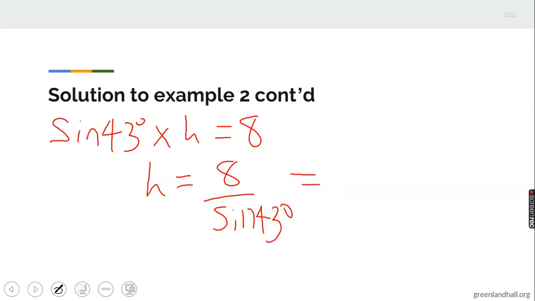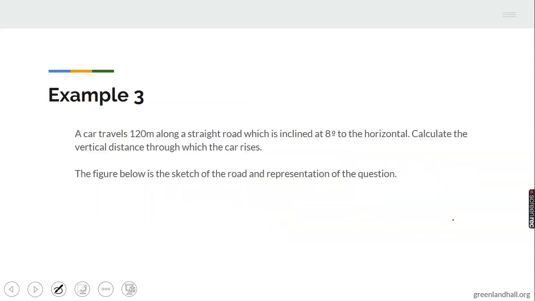And once you do this, that will be 8 divided by sine 43. That will be 11.73 centimeters. This is to 2 decimal places.